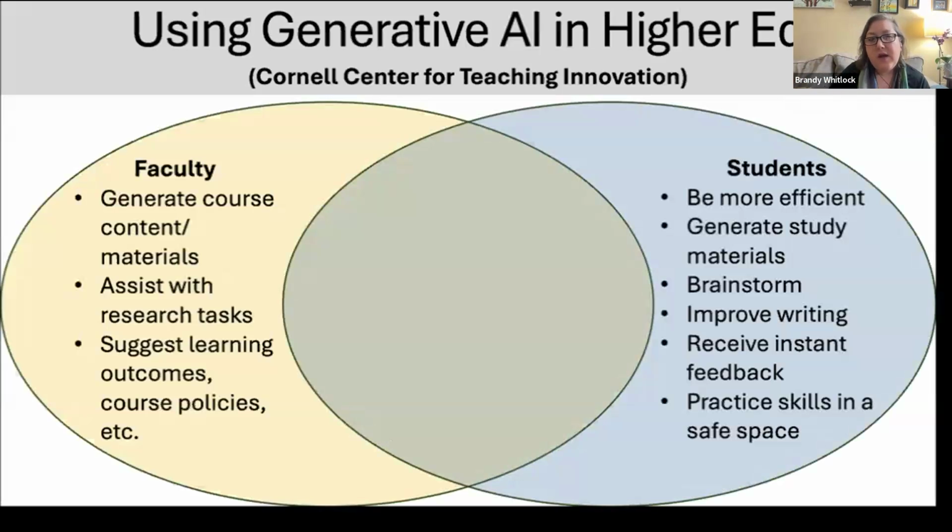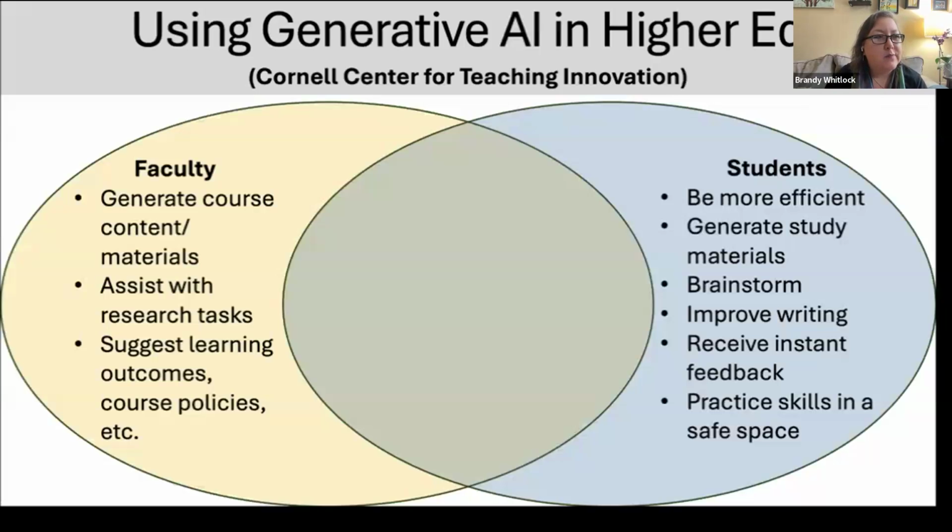The way that students have been using AI generally is they're trying to be more efficient in their studies. So it helps them create a study guide, or helps them outline. It generates study materials like flashcards, or helps with brainstorming. They use it to improve writing. They might upload their own essay and ask for help with the grammar.